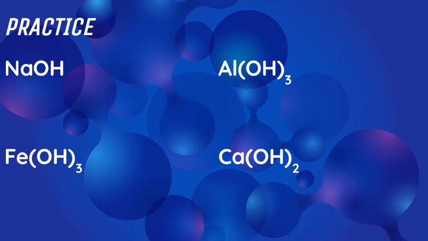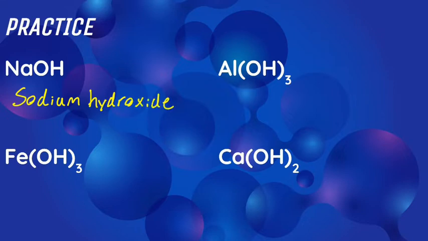All right, let's go ahead and take a look at these four. All right, first thing we have our NaOH. So looking on the periodic table, our Na is going to be our sodium. And then our OH is going to be our hydroxide. So we're going to get sodium hydroxide. And that is going to be how we name our bases.